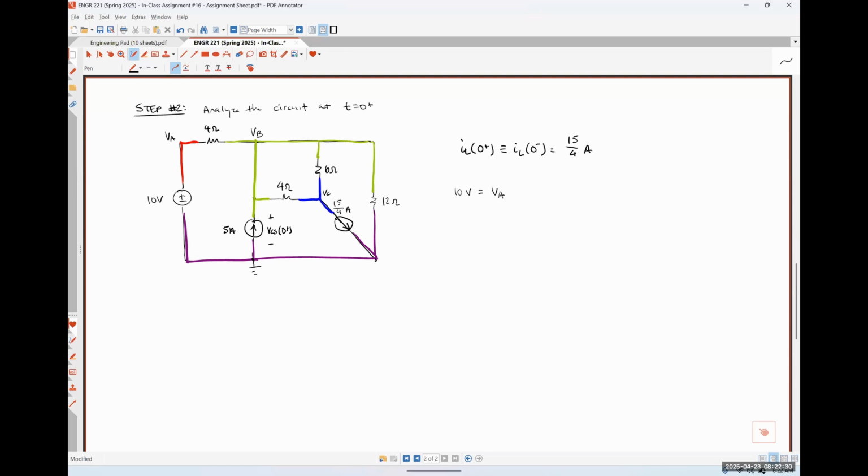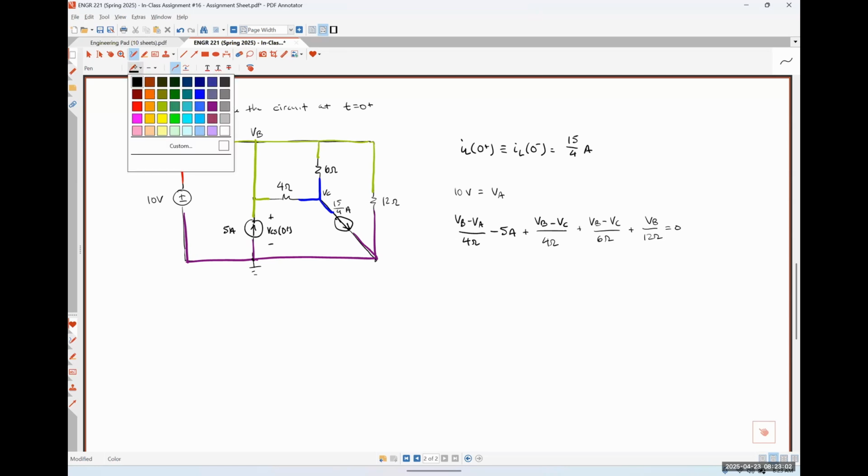So KCL at B is going to look like VB minus VA over 4 ohms, minus 5 amps, plus VB minus VC over 4 ohms, plus VB minus VC over 6 ohms, plus VB over 12 ohms, is equal to 0.